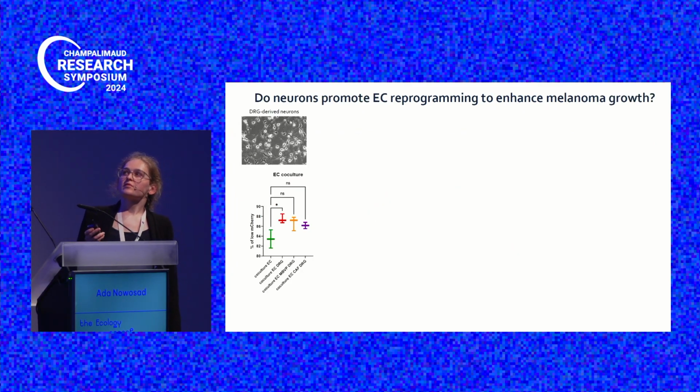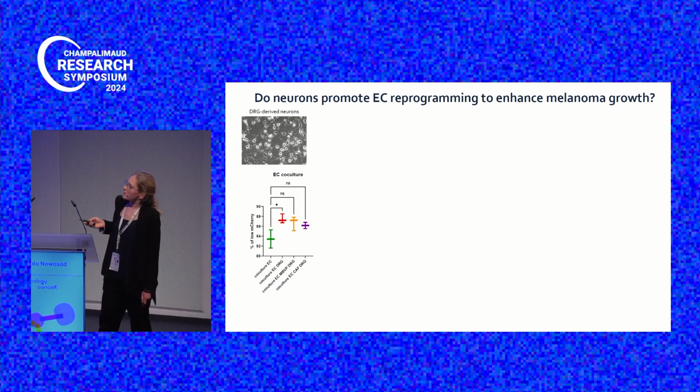So we also established a DRG-derived neuron in vitro model, and we co-cultured those neurons with melanoma cells and endothelial cells, and we could see a further increase in proliferation when we added neurons, which was not observed after we added any other stromal cells in the co-culture.